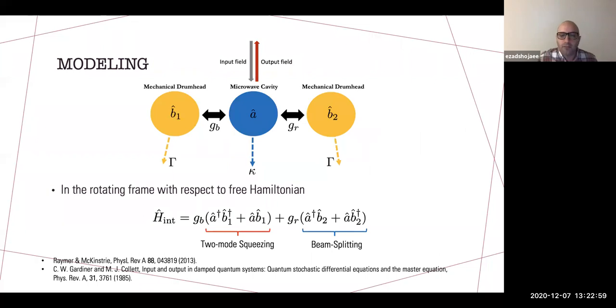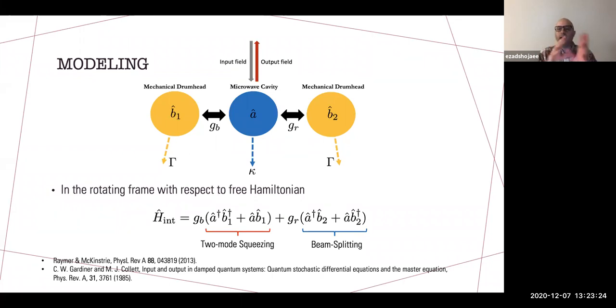This would be the diagram of the experiment from a theorist's point of view. You have basically three harmonic oscillators. One in the middle is the microwave cavity with A hat as its field operator, and then you have B1 and B2, the mechanical drumheads operators, and G sub B and G sub R are the coupling rates.